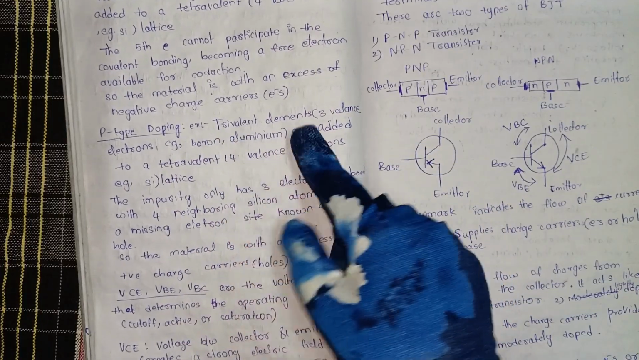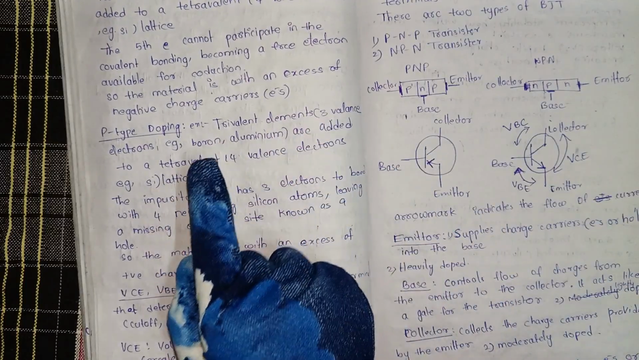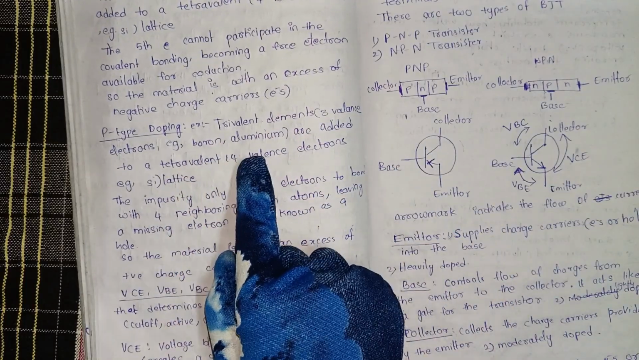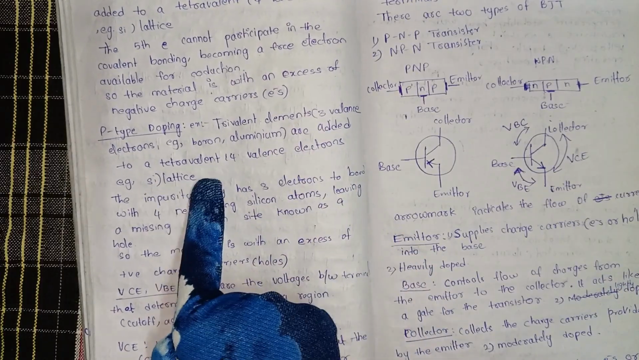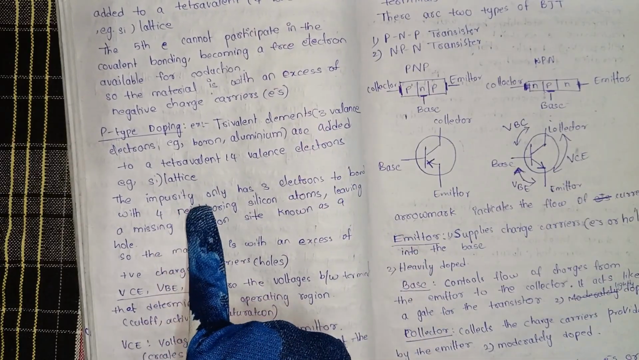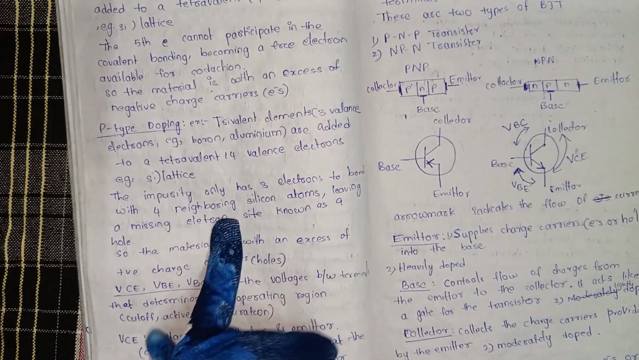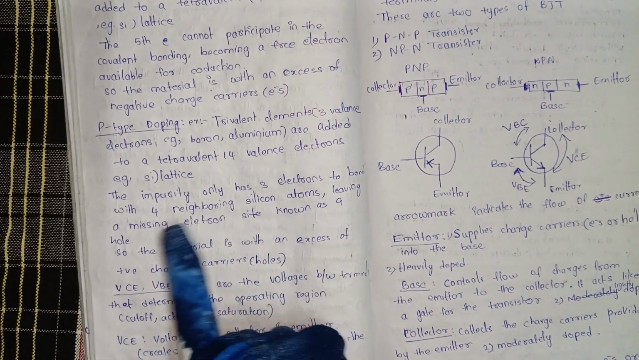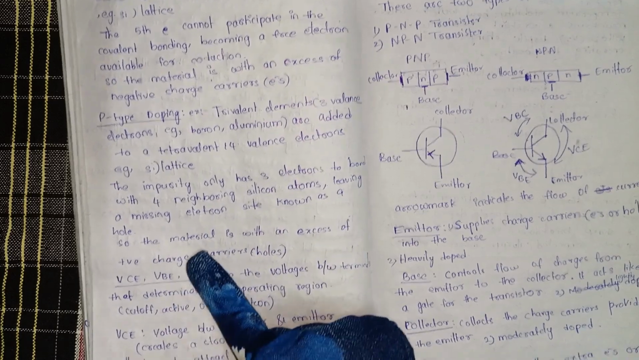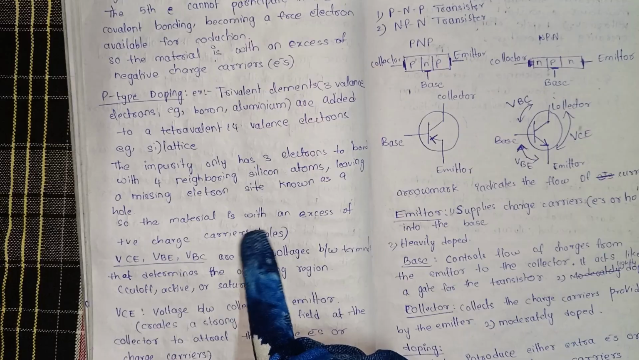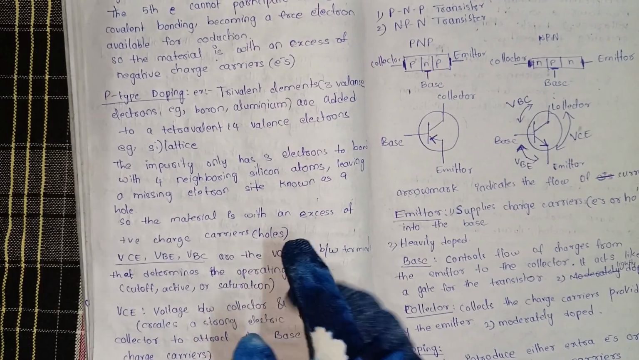Then p-type doping uses a trivalent element which has 3 valence electrons, for example boron or aluminium, added to a tetravalent element which has 4 valence electrons, for example a silicon lattice. The impurity only has 3 electrons to bond with 4 neighboring silicon atoms, leaving a missing electron site known as a hole. So the material has an excess of positive charge carriers, that is holes.